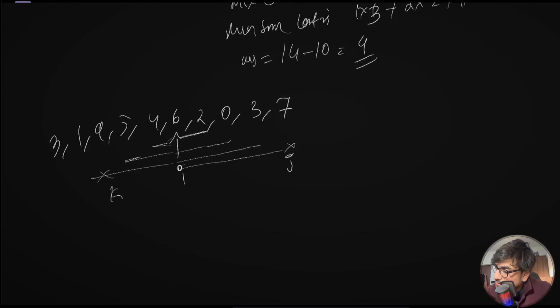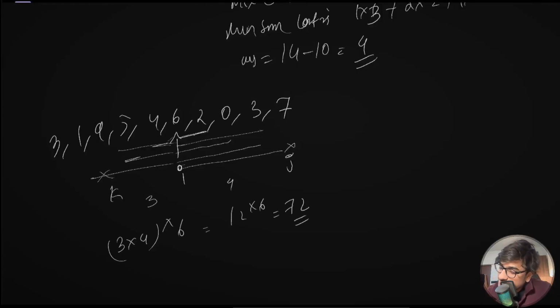So I got 1, 2, 3, 4, 4 elements to the right-hand side, and 1, 2, 3, 3 elements to the left-hand side, right? How many sub-arrays would be formed here? It would be 3 star 4, right? And in these sub-arrays, what is the contributing element? Which is 6. So 3 star 4 star 6, which is nothing but 12 into 6, which is 72, right? So the number of sub-arrays which have this 6 as maximum, their contribution for us will be 72, okay?